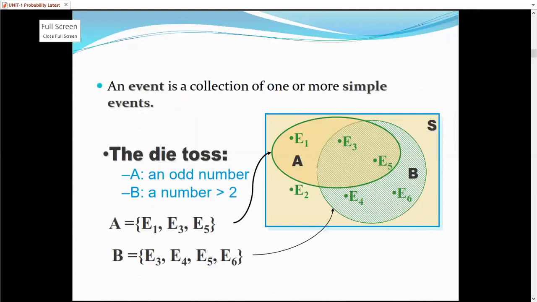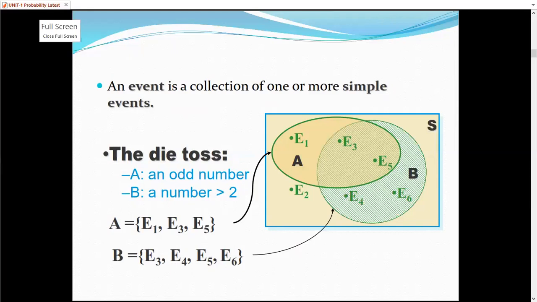So when you throw a die, an event is a collection of one or more simple events. Here A is an event, that is, an odd number. You have 6 simple events, E1, E2, so on so forth, E6. So A is the event that is an odd number. What do you have to take? E1, E3, E5. And B is an event. What is that? A number greater than 2. So that comes as E3, E4, E5, E6.